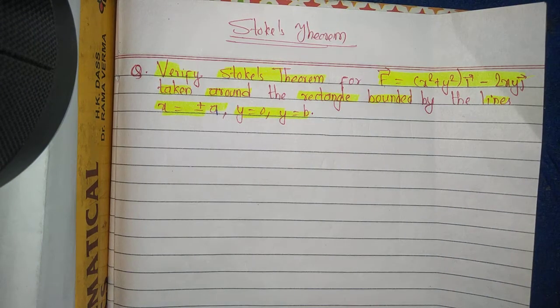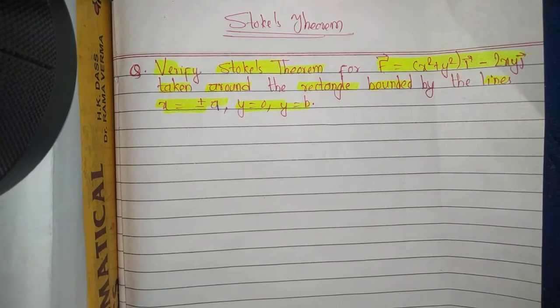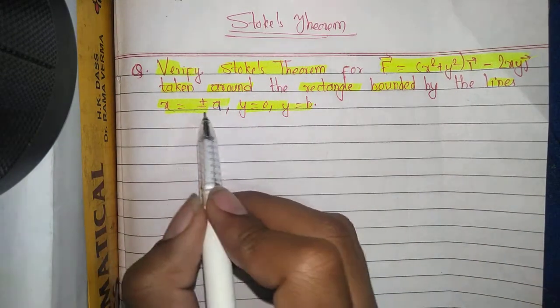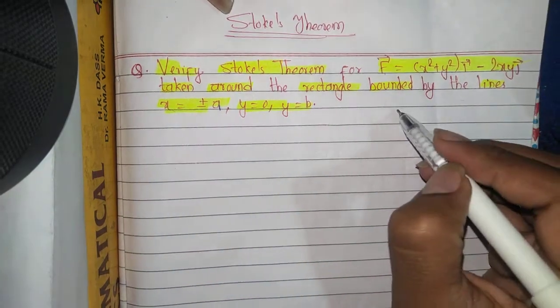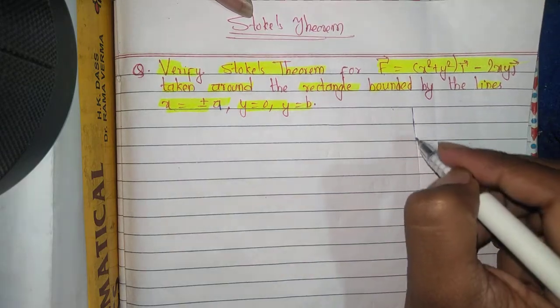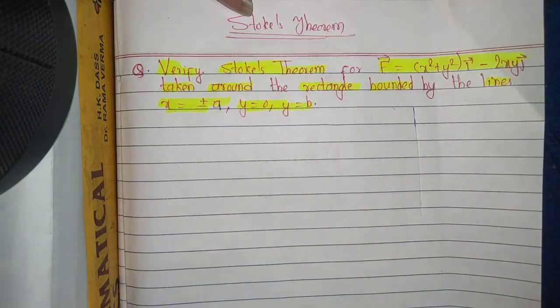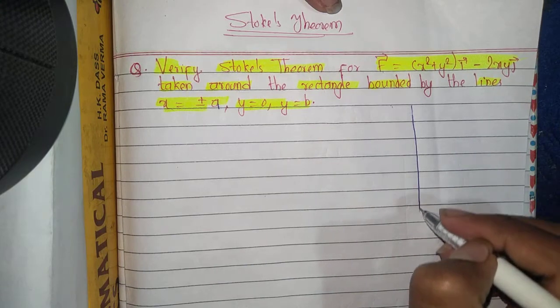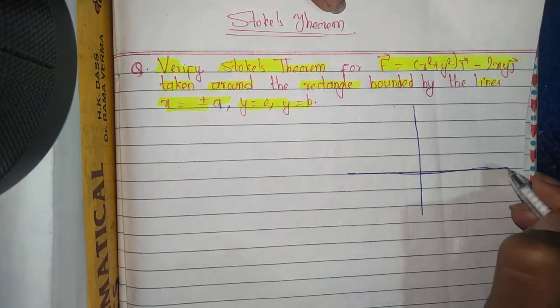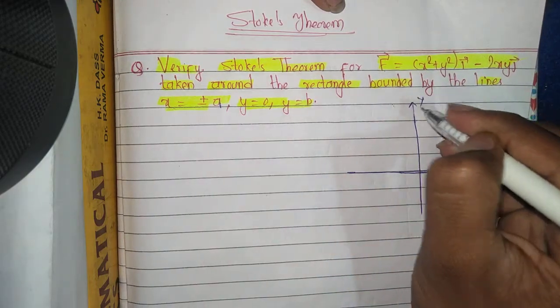So before beginning, let us draw a rectangle bounded by x equals plus minus a and y equals 0, y equals b. Here it is given that it is bounded by the x and y axes, so our rectangle lies in the xy plane. So let us draw it. Let it be the x-axis and let it be the y-axis.